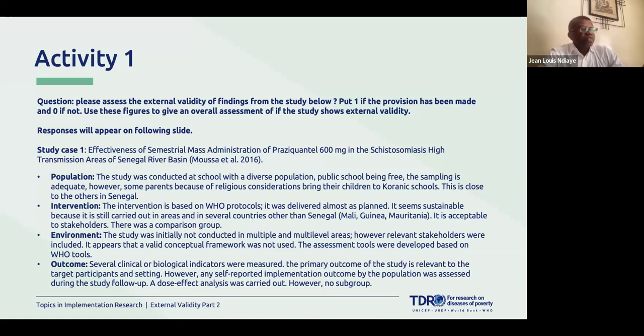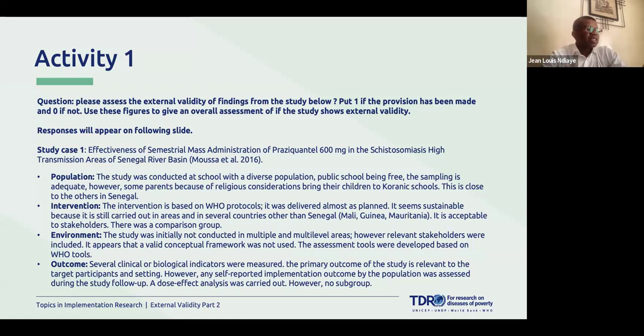In terms of outcomes, several clinical or biological indicators were measured, parasite prevalence, for instance. The primary outcome of the study is relevant to the target population and settings. However, no self-reported implementation outcome by the population was assessed during the study follow-up. This is really about maintaining sustainability. And the dose effect analysis was carried out. However, there was no subgroup analysis.